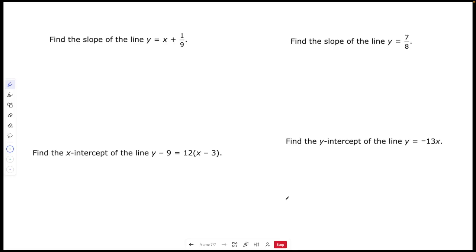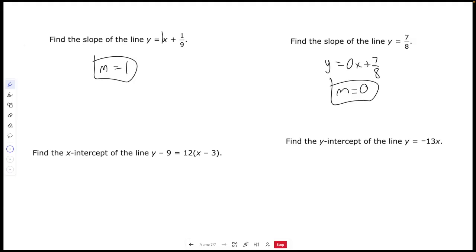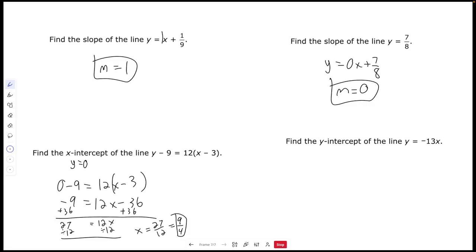Okay, now that you've had time to work these problems, let's check your solutions. For the first problem, it's already in slope-intercept form. So remember that there's an invisible 1 in front of the x, so my slope is just 1. For the second problem in the top right, this is a disguised or an invisible 0, so the slope is 0. For this bottom left problem, a little bit of work here, right?